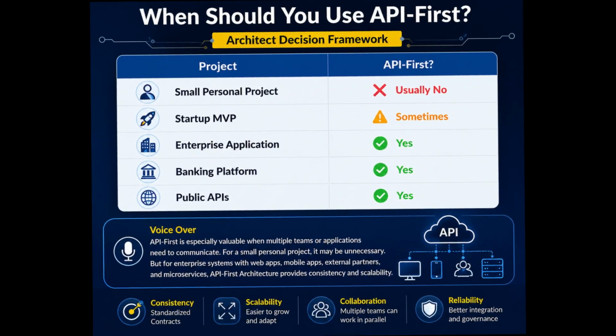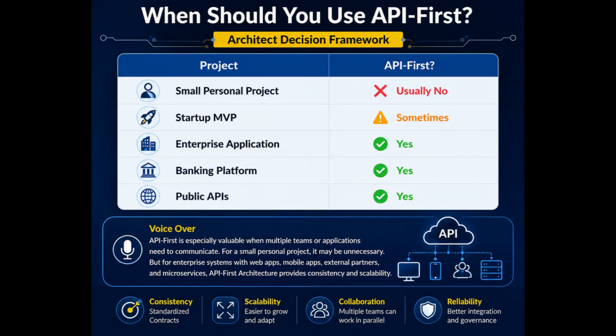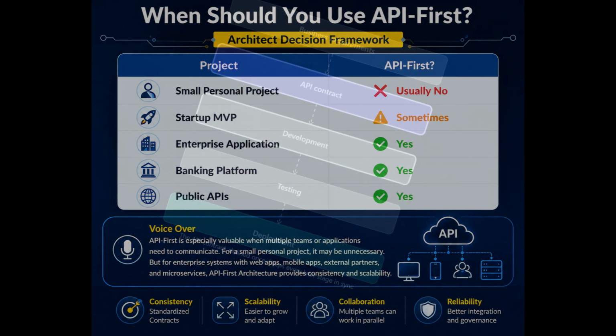API-first is especially valuable when multiple teams or applications need to communicate. For a small personal project, it may be unnecessary. But for enterprise systems with web apps, mobile apps, external partners, and microservices, API-first architecture provides consistency and scalability.